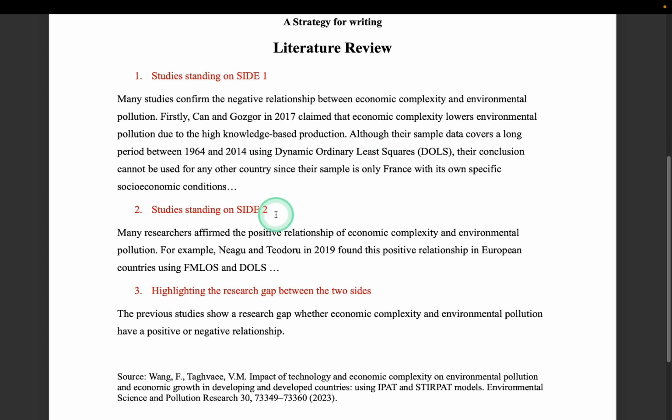And another point is that the literature review should end with a research gap and highlight that this study tries to fill in this research gap.